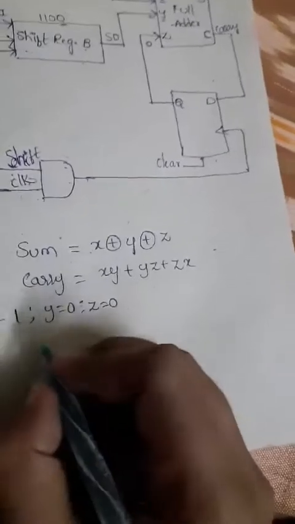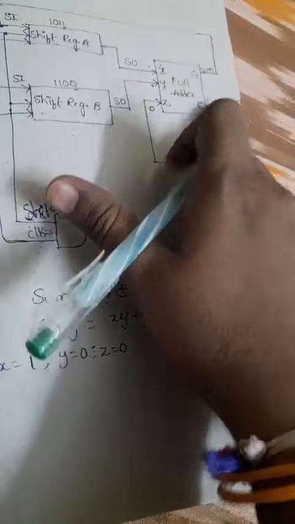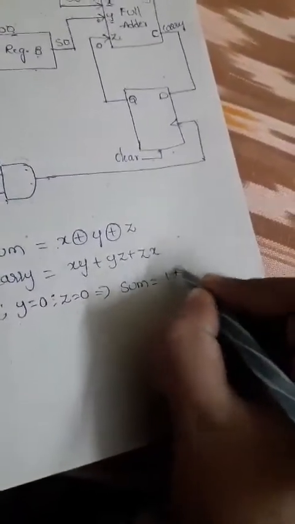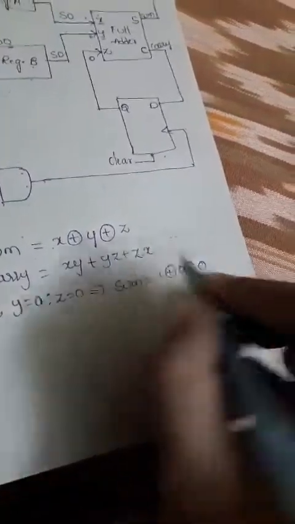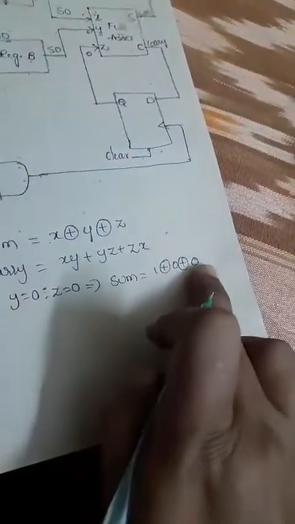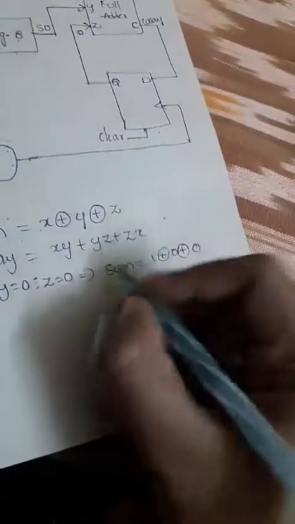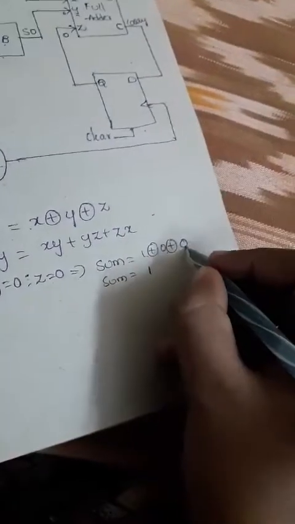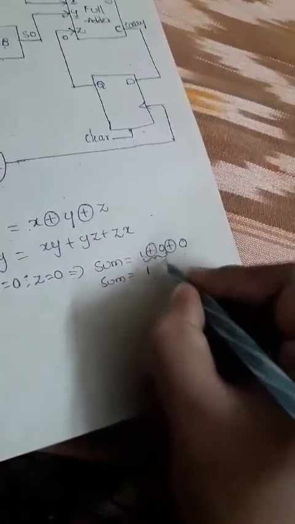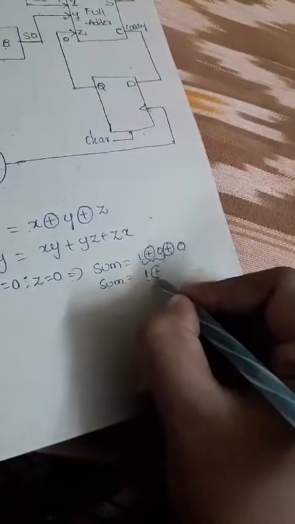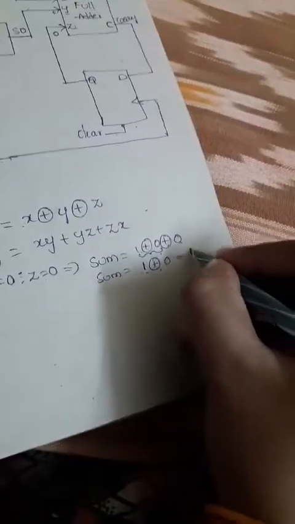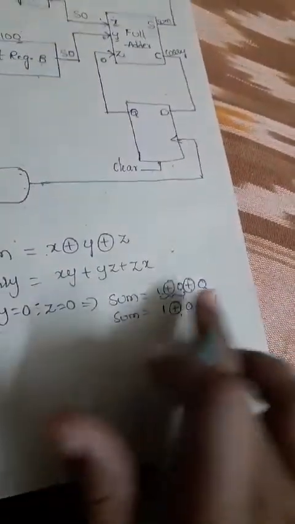Okay, so now finding the sum result here. All the three inputs are given to the full adder circuit. Now find the output. So sum is equal to 1 XOR 0 XOR 0, that is x XOR y XOR z, I will place the values. As we know the XOR result, 1 XOR 0 is nothing but 1, and 1 XOR 0 is again 1. So the first sum result is 1.